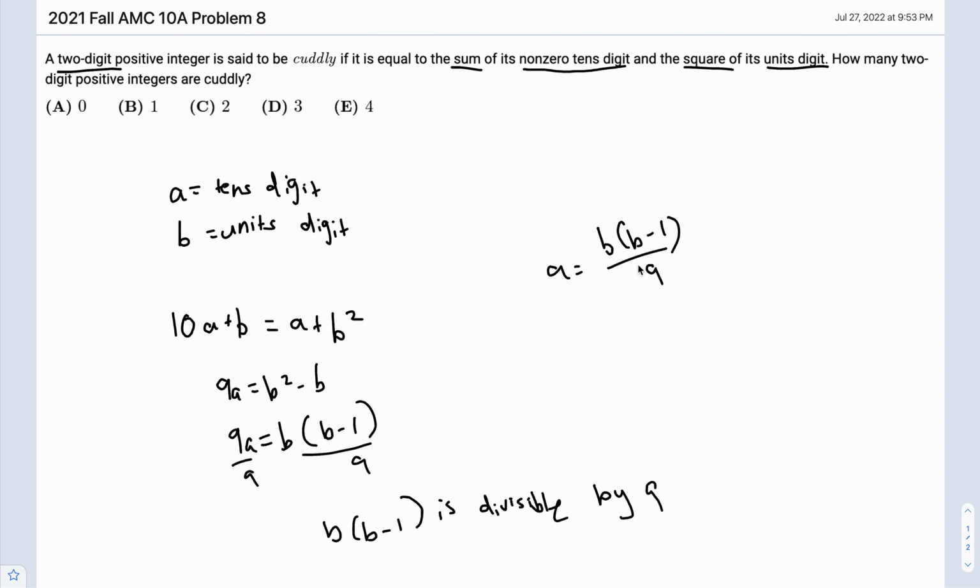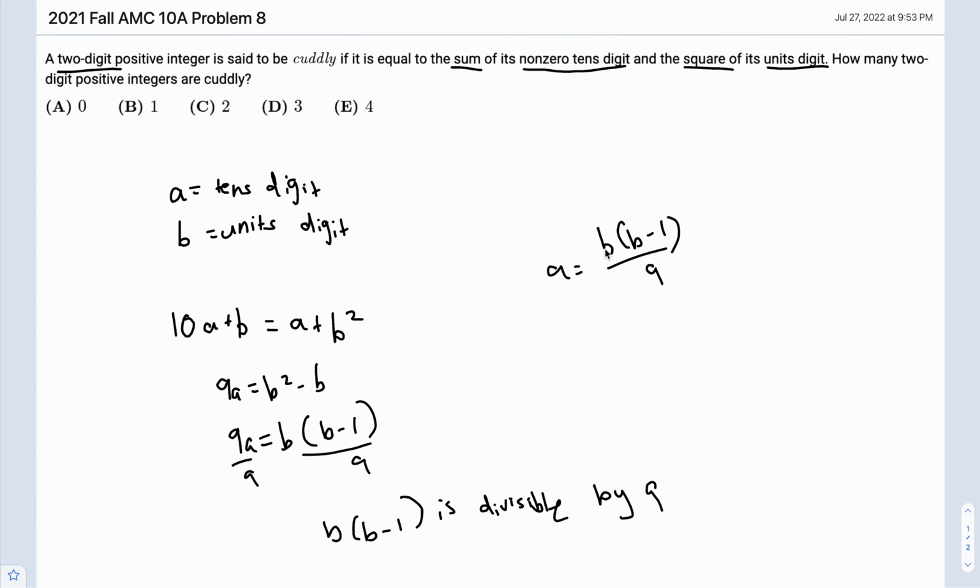Okay, first of all, 0. 0 divided by 9 is 0. Next is 1. 1 times 0 is 0. 0 divided by 9 is 0. Next is 2. 2 times (2 minus 1) is 2. 2 over 9. We can't have 2/9 of a tens digit. Next is 3. 3 times (3 minus 1) is 2. 3 times 2 is 6. 6 divided by 9 is 2/3.